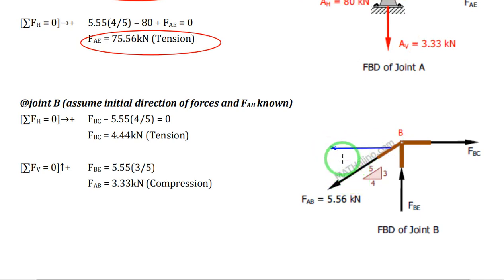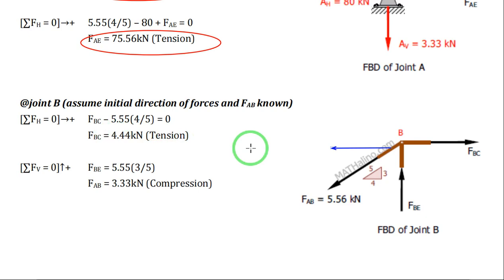So you only have the horizontal component of FAB. Then you have FBC. So you have FBC minus 5.55 times cosine of theta. Your cosine of theta is 4 over 5, equals 0. So FBC is 4.44, which is in tension. If ever you have arrived with a negative answer, meaning FBC should be in compression, since you have assumed that this is in tension, if negative, it should be compression.